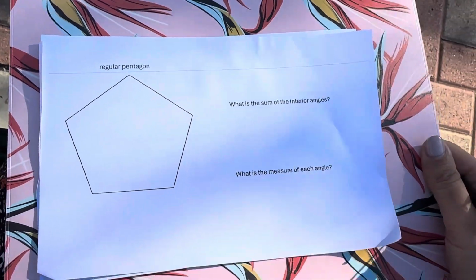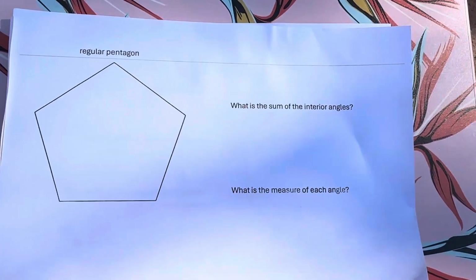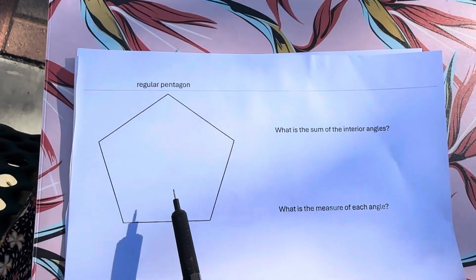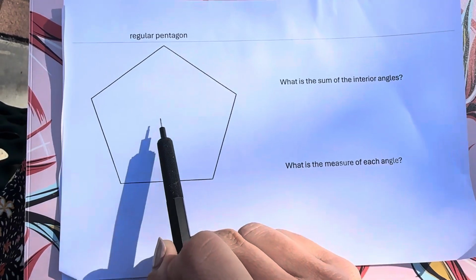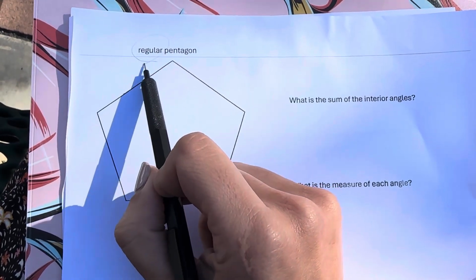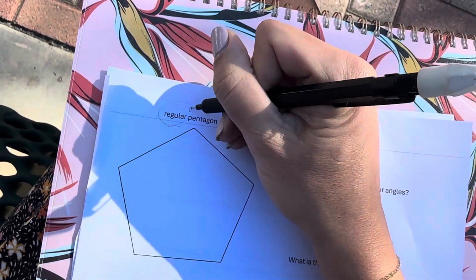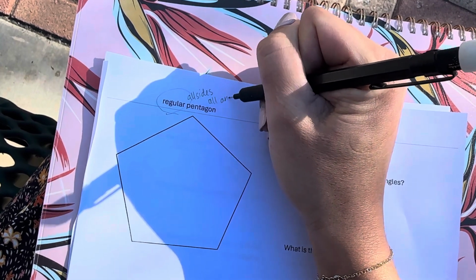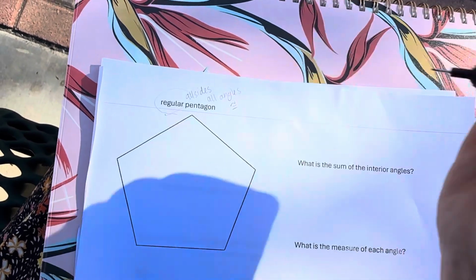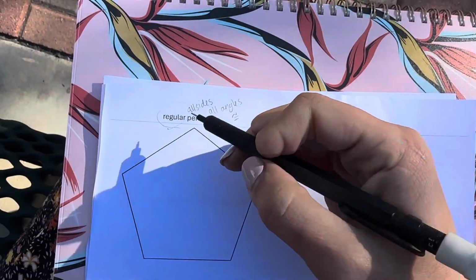Guys, for those of you who missed this activity we did in class, what we were trying to do is figure out the sum of the interior angles of a regular pentagon. So regular means all sides and all angles congruent. So here's what we ended up doing.